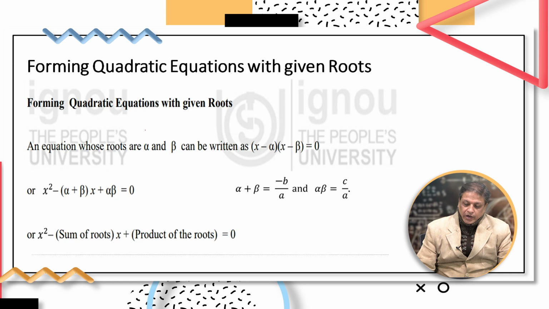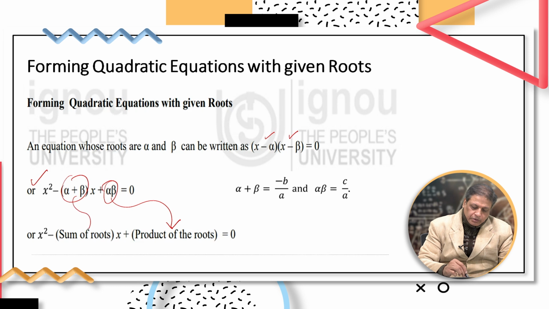We learned that if alpha and beta are the roots of a quadratic equation, then (x minus alpha)(x minus beta) equal to 0 is the representation of the quadratic equation ax square plus bx plus c, and we can write ax square plus bx plus c in an equivalent form using its roots as x square minus sum of roots into x plus product of roots.